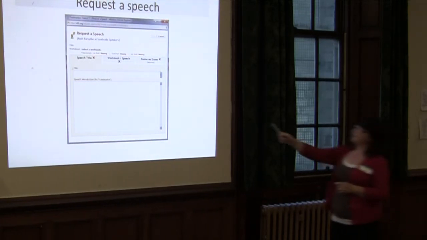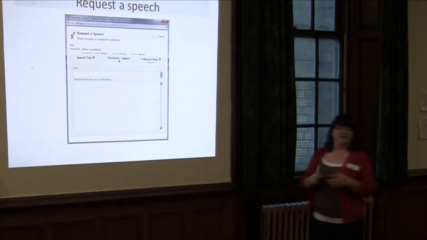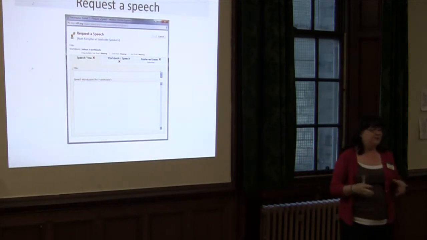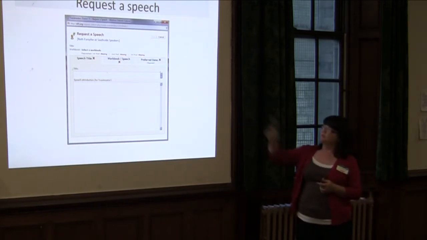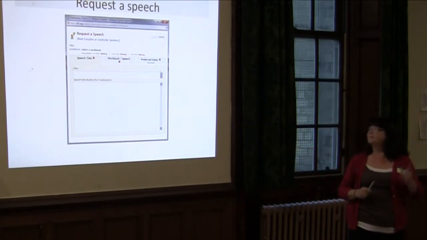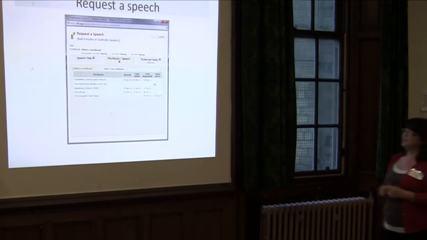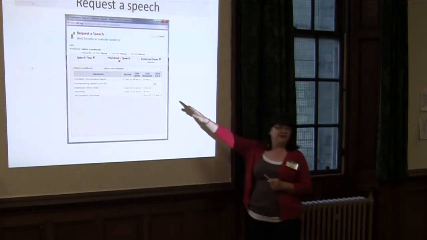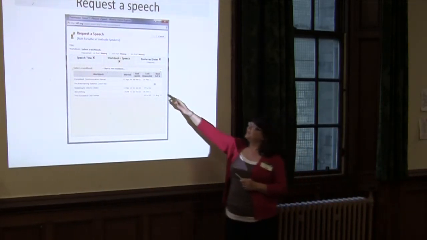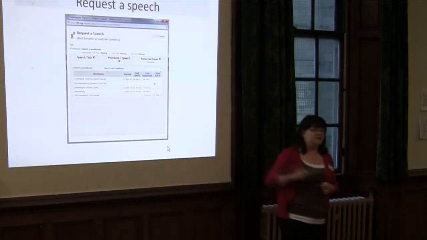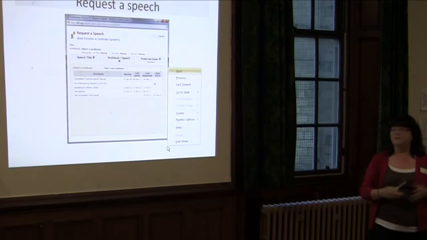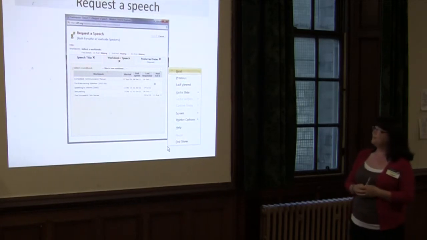What you do is you put in your speech title, and you can always go back and change it if you want to. Just put in anything that you think you're going to be talking about. Then you click on workbook and speech. Again, it brings you up the manuals that you are working through at that particular time. If you want to start a new workbook, you just click on this little arrow and it'll give you a list of all the available options, and you click on whichever one you're wanting to work through.